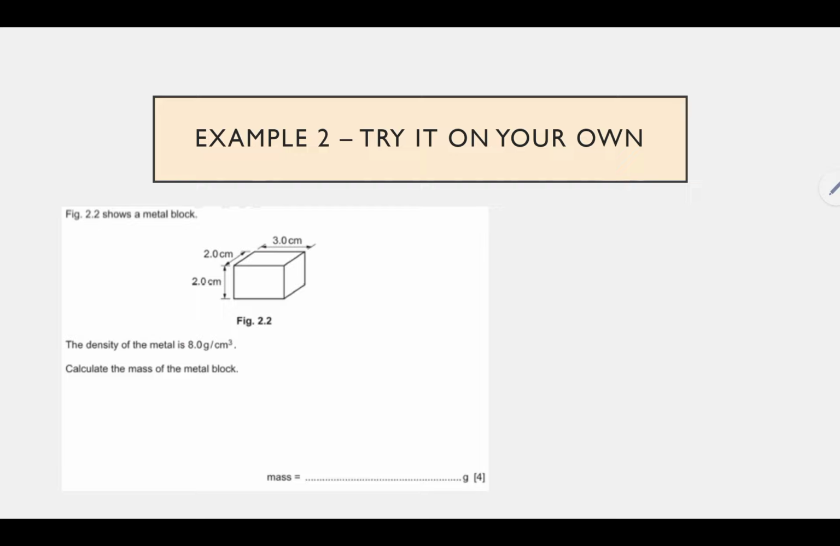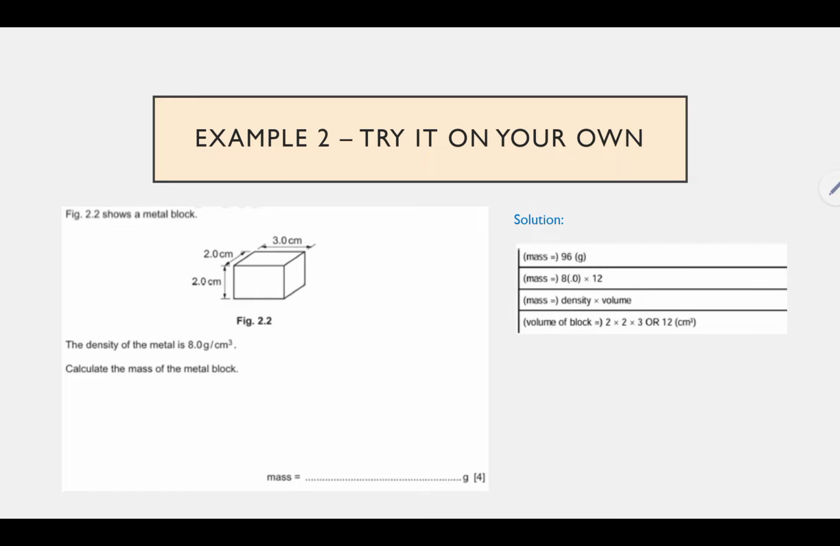My density is 8 grams per centimeter cube, and since my dimensions are all in centimeters, I'm good to go. So we're going to have mass equal density times volume, equal 8 times the volume, which is 2 times 2 times 3, giving me 12. So 8 times 12 is 96, and my unit is in grams.